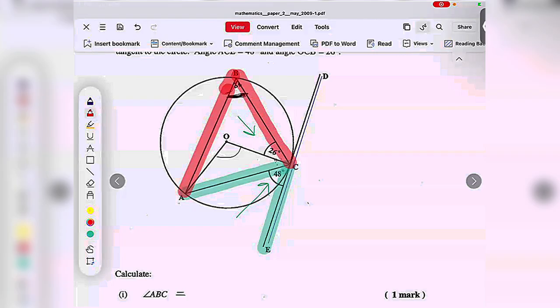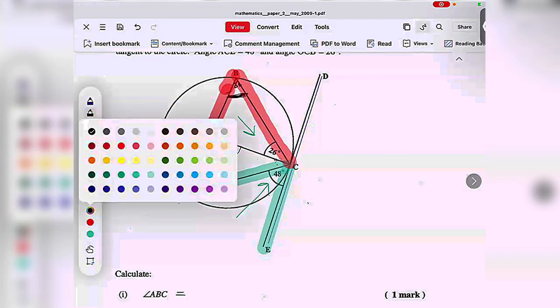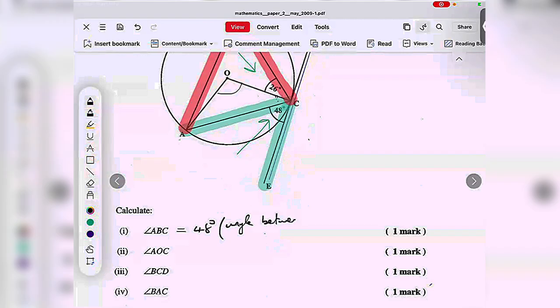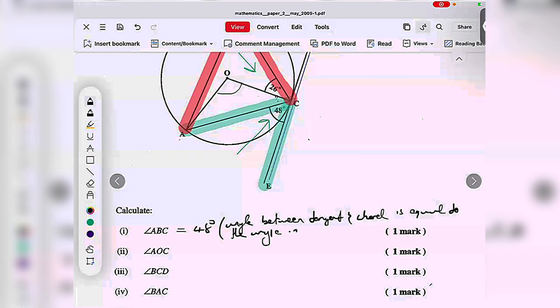So the answer for this question is going to be equal to 48. It's going to simply be 48. And the reason why it's 48 is the angle between tangent and chord is equal to the angle, as Antonia says, in the alternate segment.